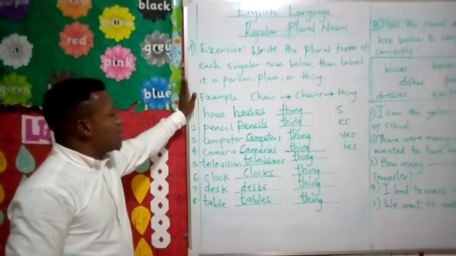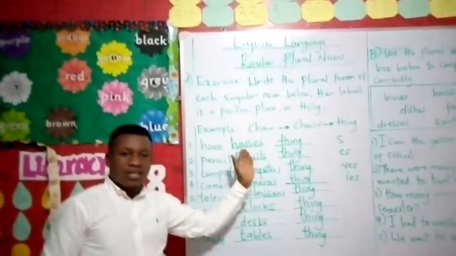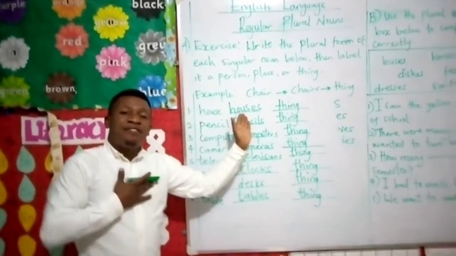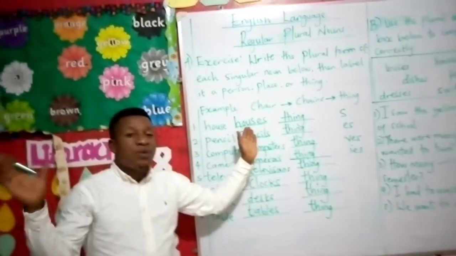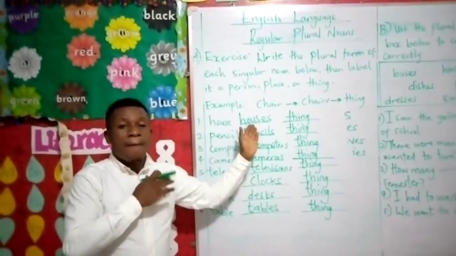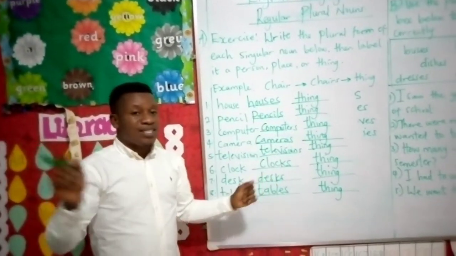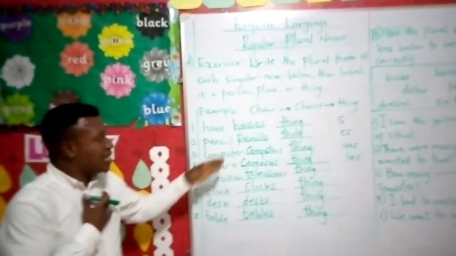Okay, let's make a sentence with this word, houses. My father has many houses.